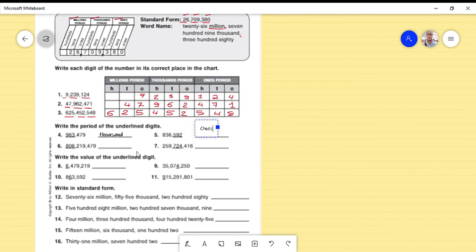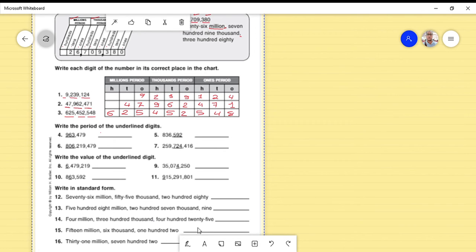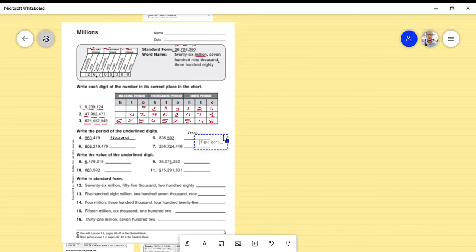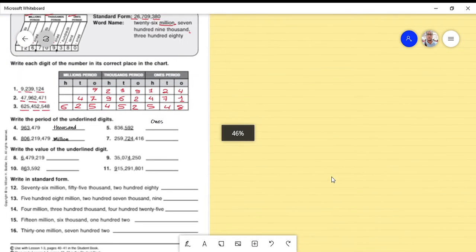Look at number 6. Here is 806,219,479. So 806 will be in the million period. Yeah, here is the million period. The next question.